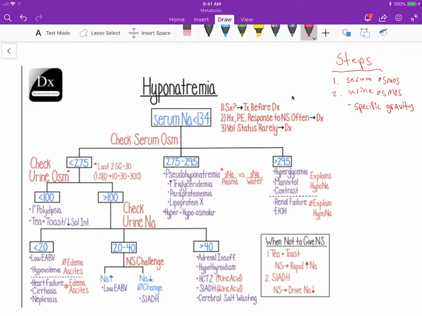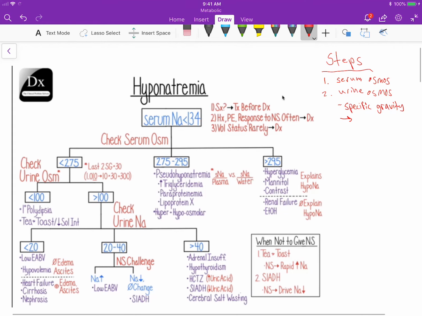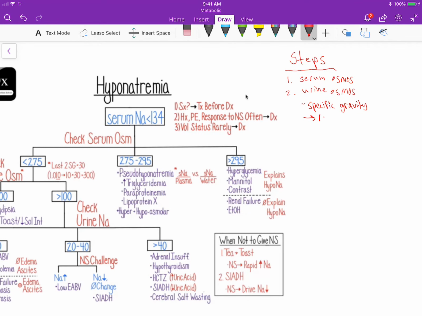We'll do the last two digits times 30. For example, if your specific gravity is 1.01, you multiply the 10 by 30 and you get 300. Okay. Finally, you're going to check the urine sodium.